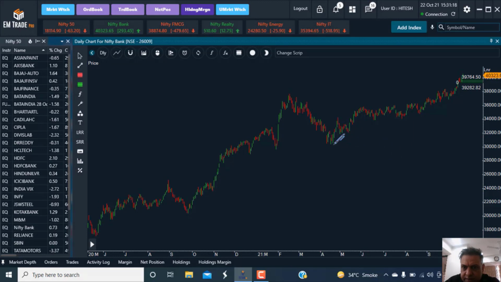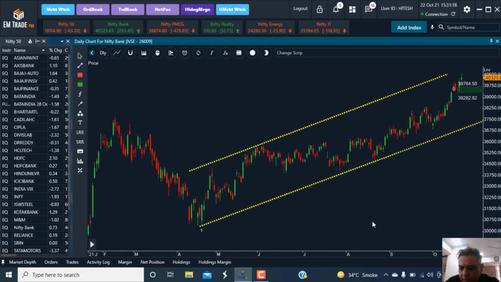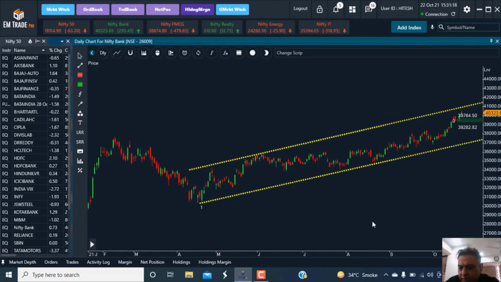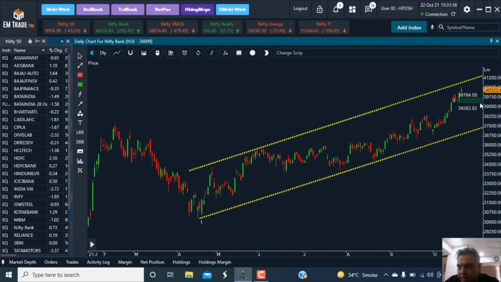Again, I'll mark this channel. So now let me come closer. Yeah. So this is on Bank Nifty. The support is defined here. The upside at the upper end of the channel around 41,000 odd levels. So accordingly, traders can plan their trade.